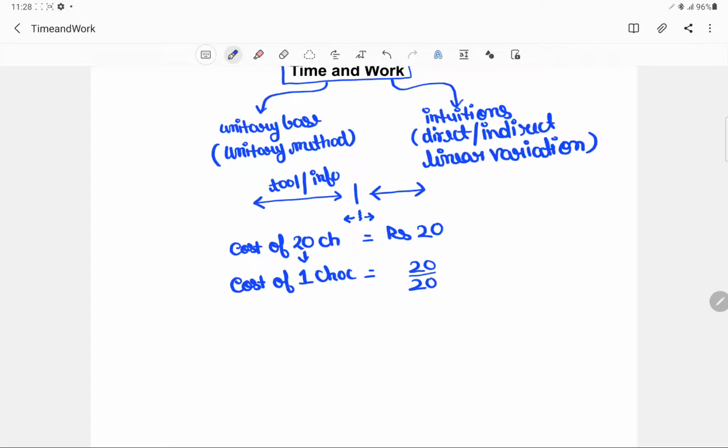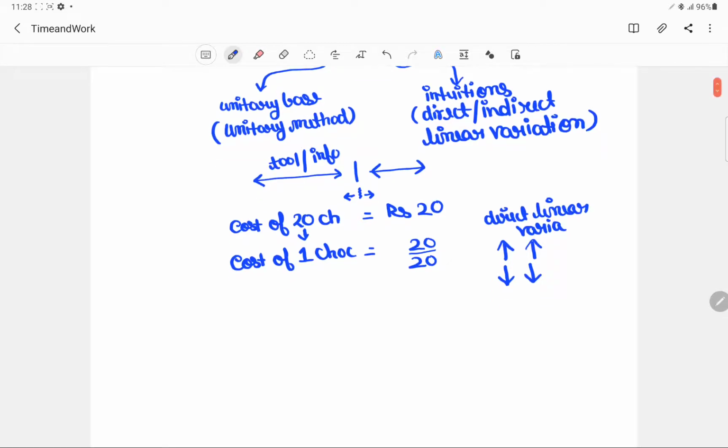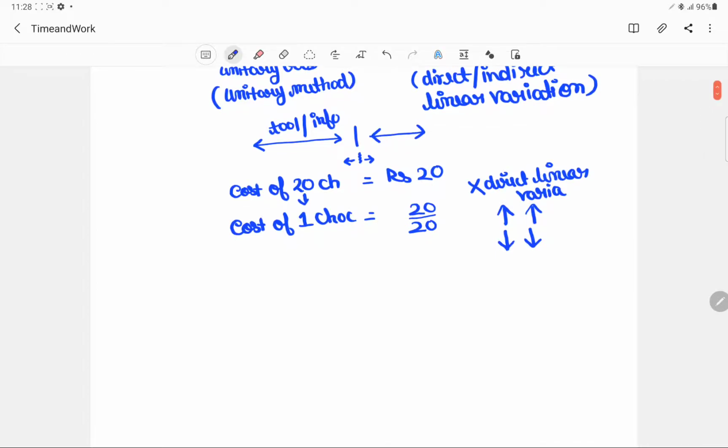This is nothing but what is called a direct linear variation. For example, more is the number of chocolates, more would be the cost. Less is the number of chocolates, less will be the cost. So you are applying that based upon your intuition. You are never using direct or indirect linear variations. So the cost of one chocolate would be this.